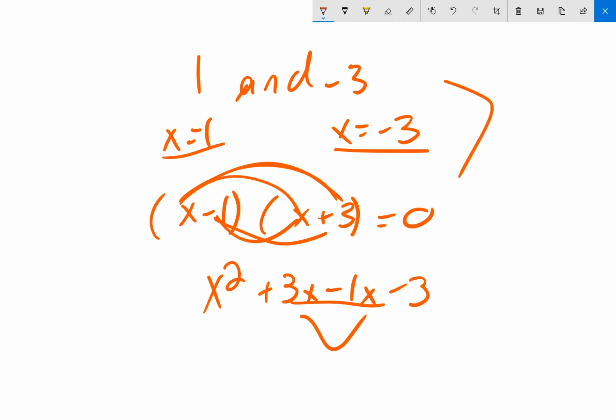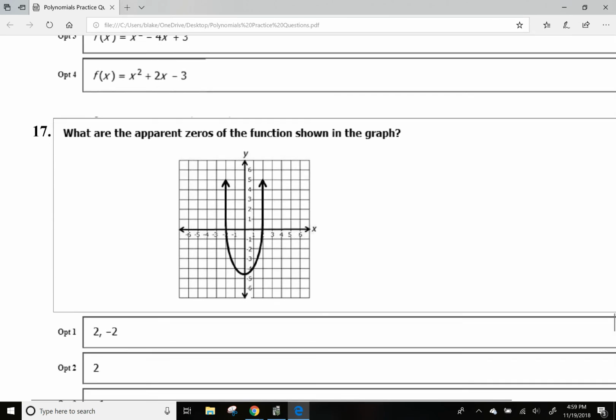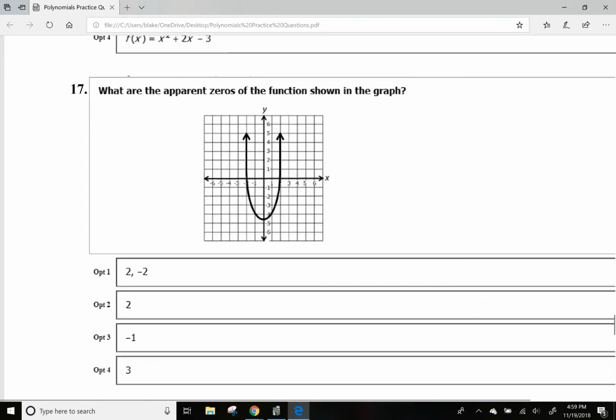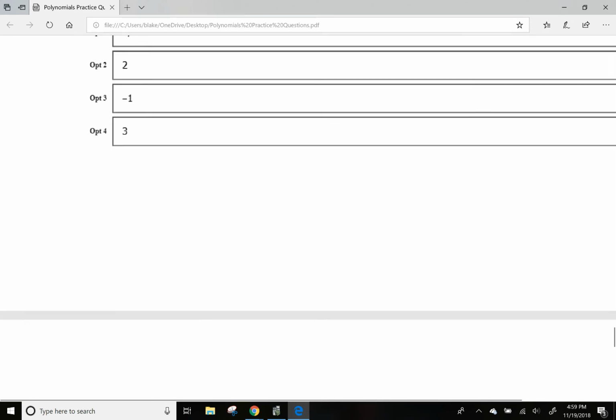So working backwards is sometimes smarter than trying to factor all 4 different answers and trying to work them out, or graphing all 4 answers. I think just working backwards, like I did, makes a lot of sense and is faster. So again, number 17 is asking about where it crosses the x-axis. I think it's pretty obvious. If you look at that, where it crosses the x-axis.